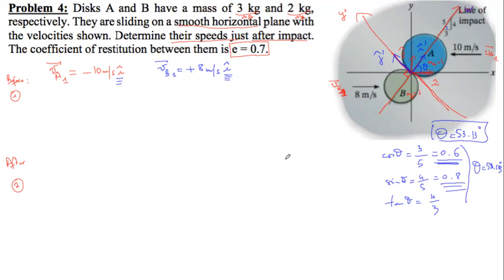Now, as we studied extensively, I can write the vector i prime hat in terms of i and j. So this i prime hat, if I project it along i hat, I will have cosine theta i hat plus sine theta j hat. And j prime hat will be minus sine theta i hat plus cosine theta j hat.